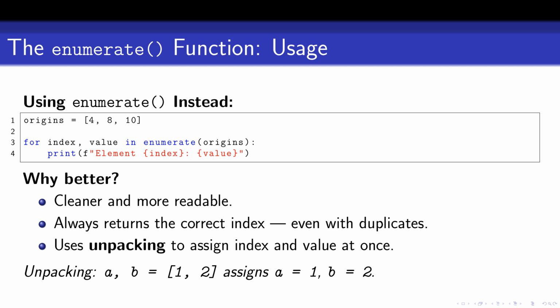This approach avoids the need for range of len and manual indexing. It also ensures that the correct index is paired with each value, even if the list contains duplicates. Additionally, enumerate uses Python's unpacking feature, where multiple variables can be assigned from a tuple-like structure. This leads to more expressive, Pythonic code that is both concise and self-explanatory. Understanding how to use enumerate is key to writing high-quality loop logic, especially when working with data structures that require position tracking alongside value processing.